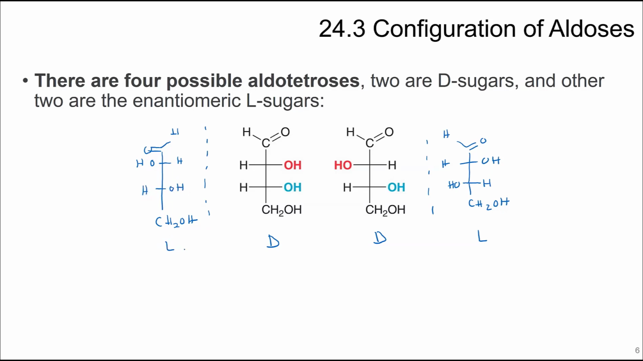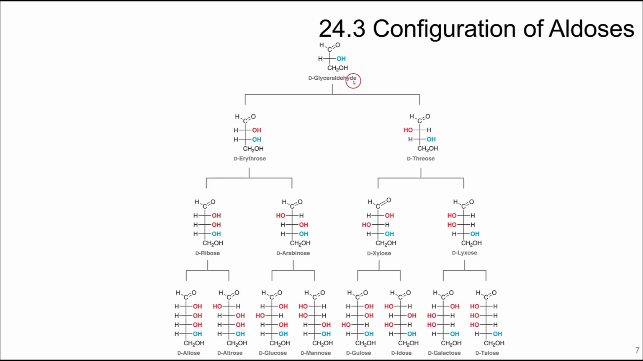We started with D-glyceraldehyde, and if we add one carbon to that, that's going to add another possible stereocenter. So now we have two possible configurations. If we add another carbon to the threose or erythrose, that is going to add more possible stereoisomers, and so on and so forth. So we have 6 carbons, there are 8 different stereoisomers.